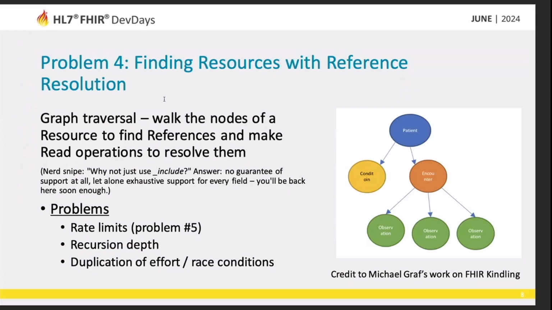Certainly rate limits is one. There's recursion depth. So how many times are we going to recurse this? And the duplication of effort or race conditions I just mentioned. And again, why not just use include? As a nerd snipe here, again, there's no guarantee of support at all. So dealing with rate limits, well, certainly if you're making hundreds of potential requests to a FHIR server, you're going to run into problems.